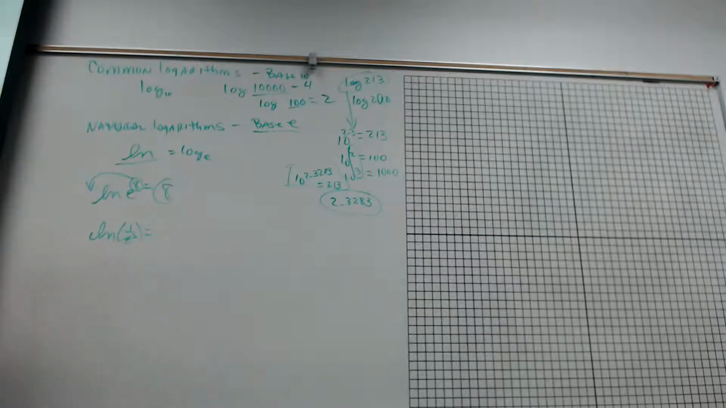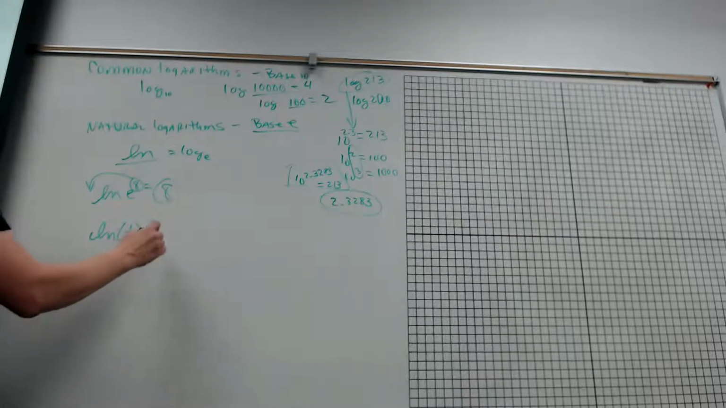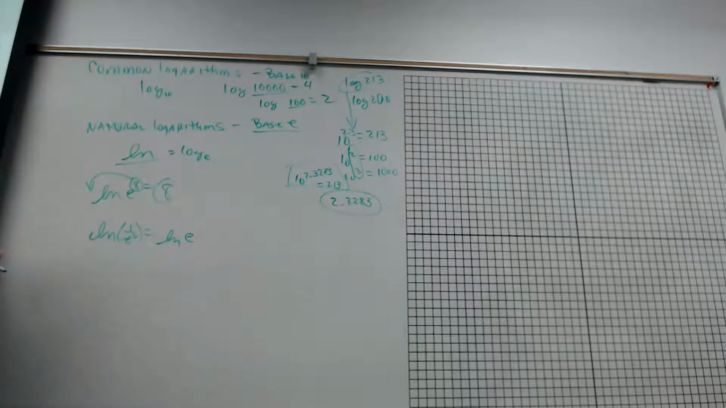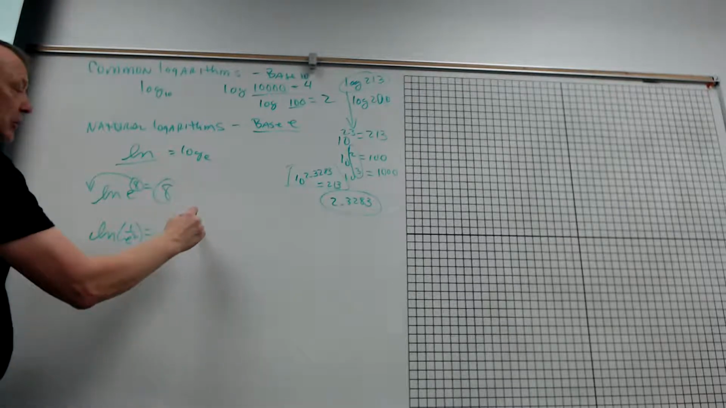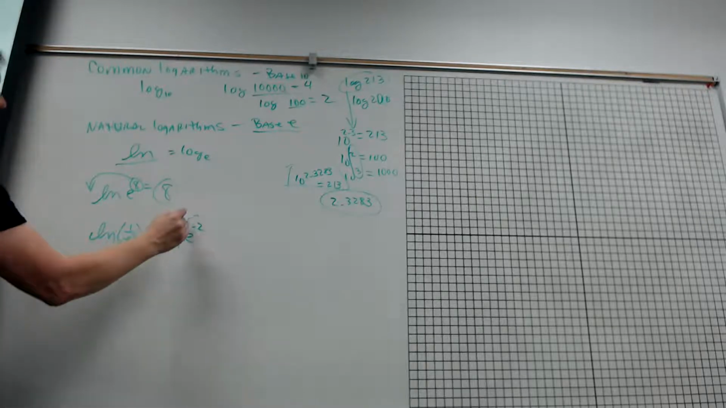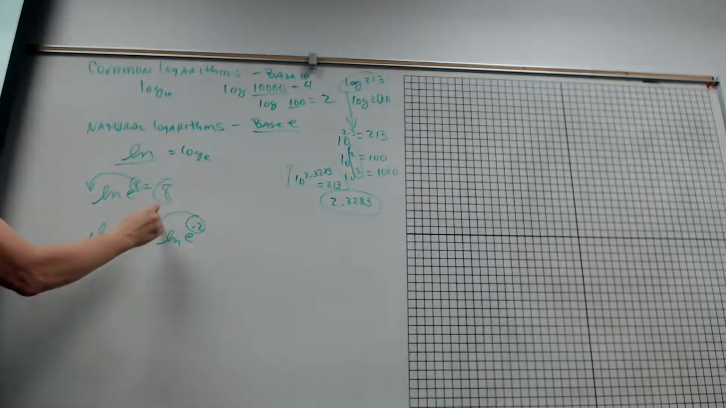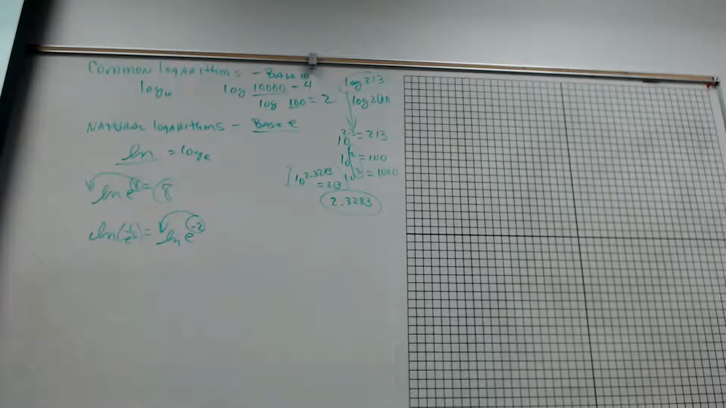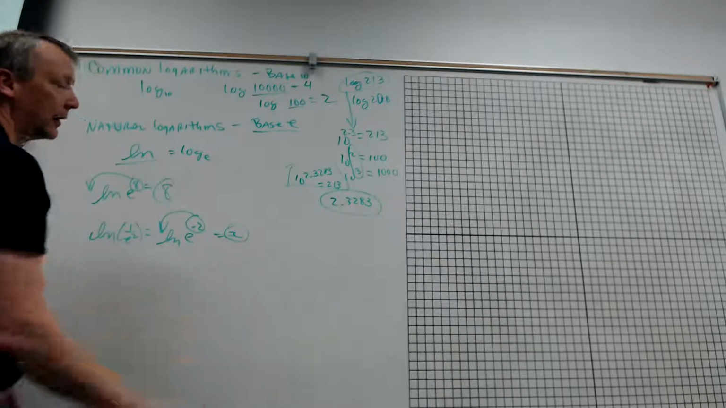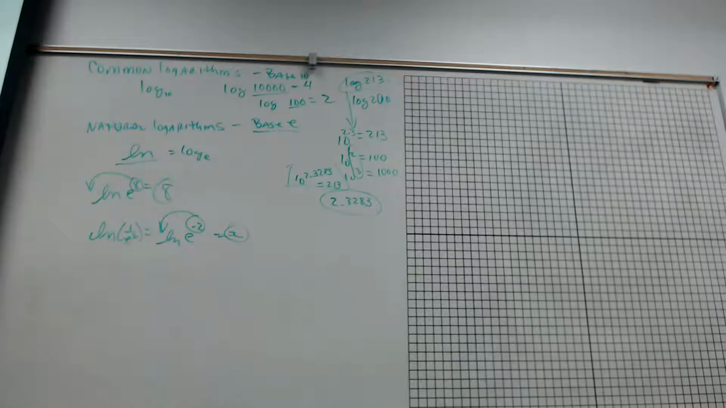How could you write that without a fraction? It could be ln of e squared and then ln of e to the -2, right? Okay. And then what do you do with the -2? Bring it out front. What's the ln of e? 1. So therefore your answer is -2. Okay.